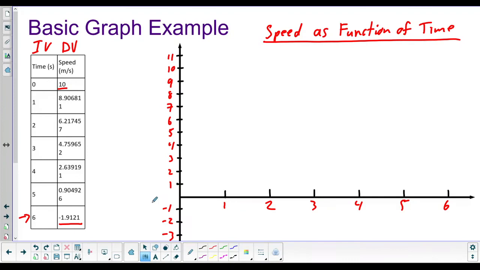Now we need to label our y-axis and our x-axis. Our y-axis is always going to be our dependent variable, and our independent variable will always go on x. So our y-axis is speed in meters per second. Make sure you put the units in parentheses. And then our x-axis is going to be time, and we're going to measure that in seconds.